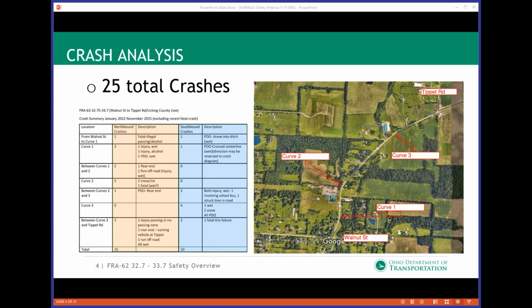Most of the curve crashes were in wet or snow conditions, and most of the injuries were in curves 1 and 2. The segments outside the curves accounted for 12 crashes, 7 northbound and 5 southbound, and most of those were run off the road or had illegal passing or some kind of a passing related crash.